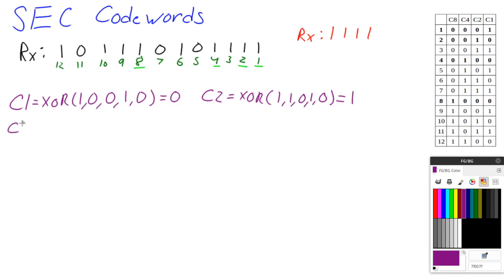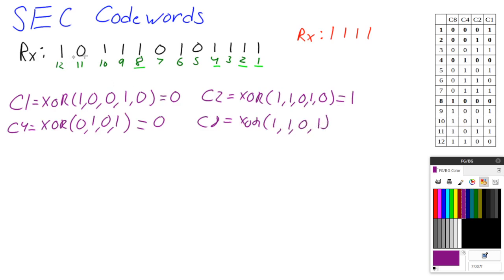Now let's get C4. And that is the XOR of 5, 6, 7, and 12. So 0, 1, 0, 1. And what should this be? Well, there's 2 1s. That's an even number of 1s. And so the parity bit can be 0 there. And finally, C8. For C8, that's just 9, 10, 11, and 12. So 1, 1, 0, 1, right? These 4 bits here. That's an odd number of 1s, and so therefore we need our parity bit to be a 1 there.